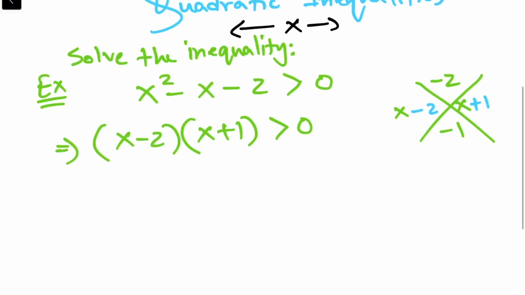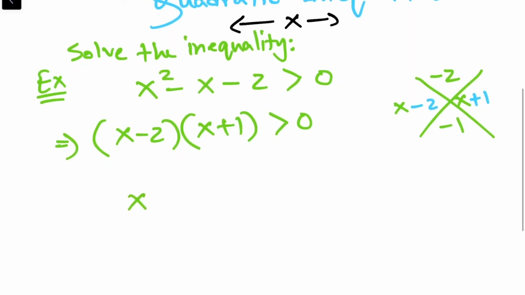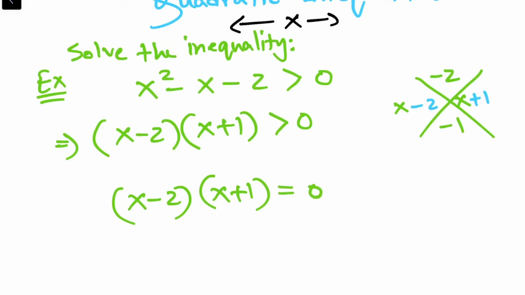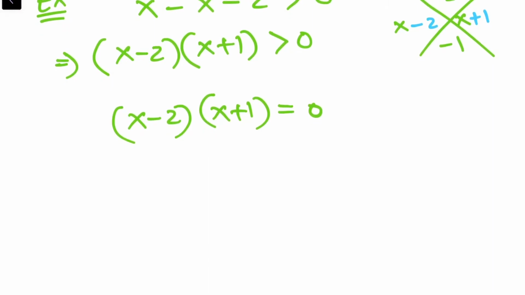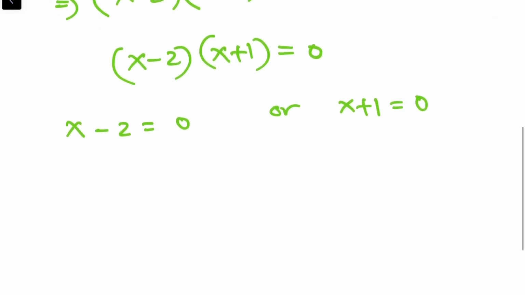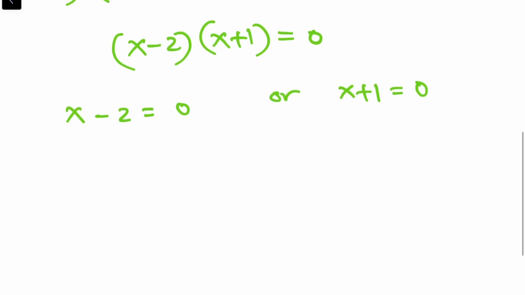All right. Now, what should we do? The next step you want to set it equal to 0. So x minus 2, x plus 1 equal to 0. That means you can set x minus 2 equal to 0 or x plus 1 equal to 0.